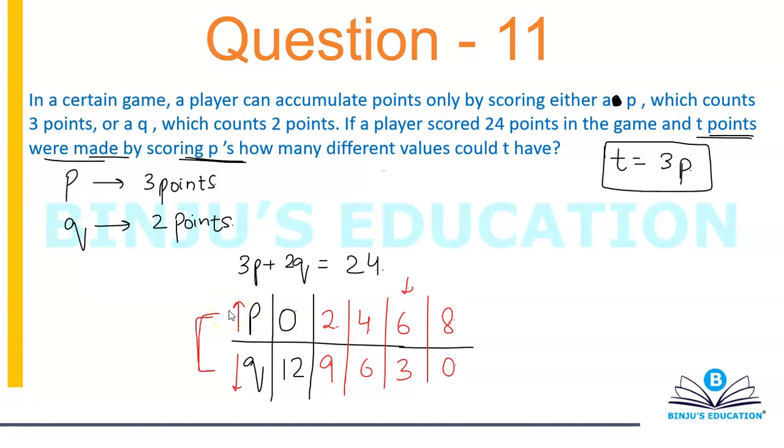Now what is the question? The question is not asking the values of P and Q. The question is asking how many different values T could have. Now if P can have 5 different values, then T can also have 5 different values. Let's also calculate the values of T. The first value of T will be 3 into 0, that's 0. Second will be 3 into 2, that's 6. Then third is 3 into 4, that's 12. Then 3 into 6, that's 18. And then 3 into 8, that's 24.